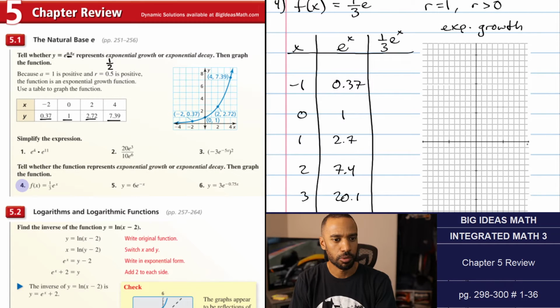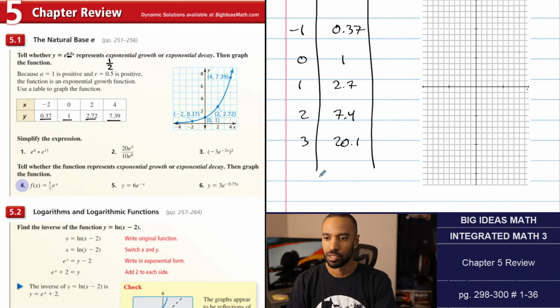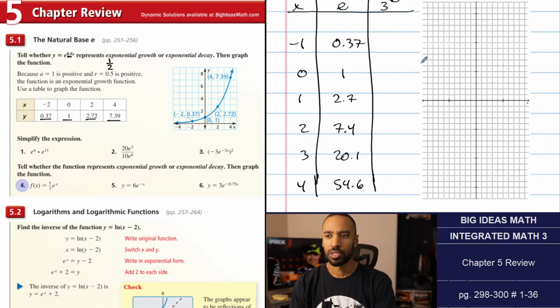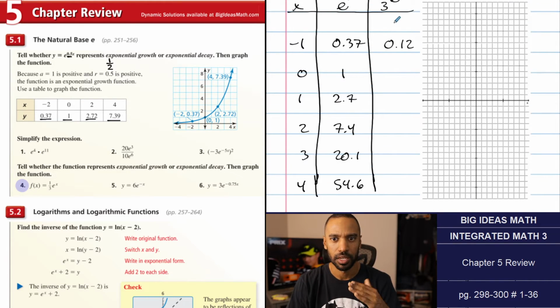e to the 4th power is around 54.6. Normally, because I don't know that one, I wouldn't use that, but in dividing it by 3, I think I will. So let's divide some of these numbers by 3. 0.37 divided by 3 is around 0.12. It's just a small number. This is what we're going to be doing when we actually graph this one.